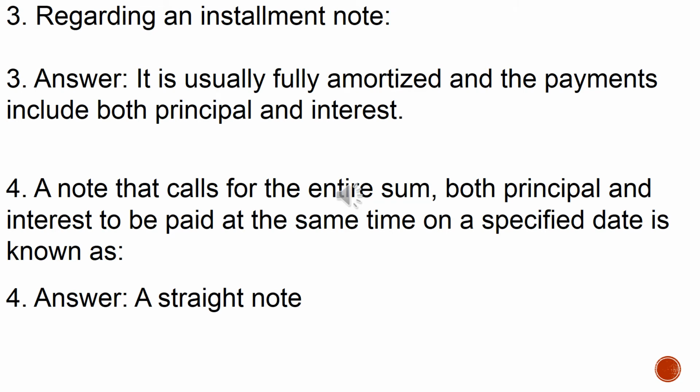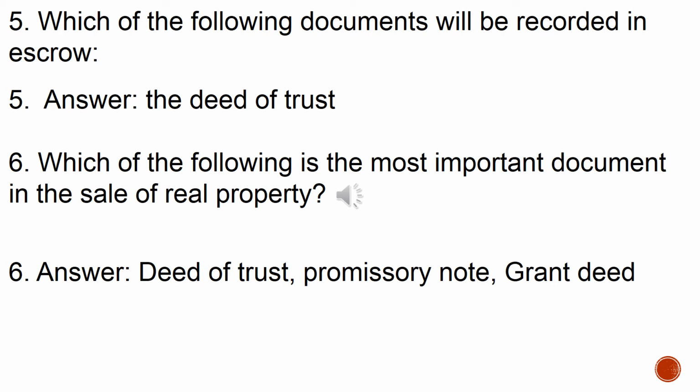Question number 4. A note that calls for the entire sum, both principal and interest, to be paid at the same time on a specific date is known as, answer, a straight note. Question number 5. Which of the following documents will be recorded in escrow? Answer, the deed of trust. Question number 6. Which of the following is the most important document in the sale of real property? Answer, deed of trust, promissory note, grant deed.